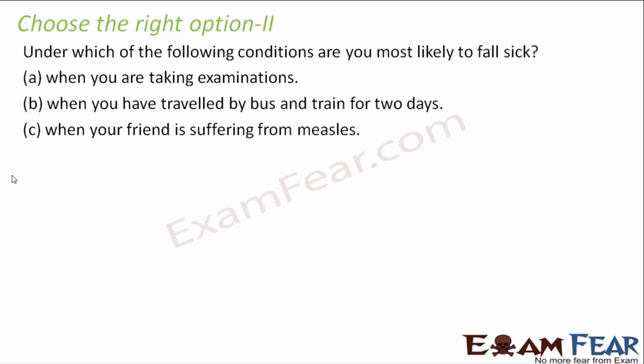The third one, when your friend is suffering from measles. Now, when your friend is suffering from measles, measles being an infectious disease which spreads easily from one person to another, there is a good amount of possibility that you will also catch the infection and you will also suffer from measles. So the maximum possibility of your falling sick is when your friend is suffering from measles.